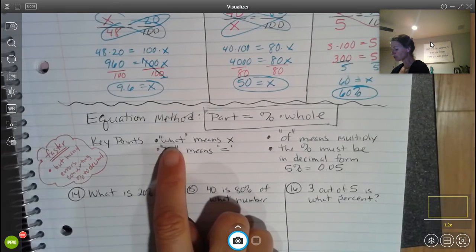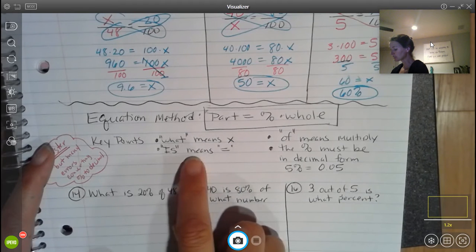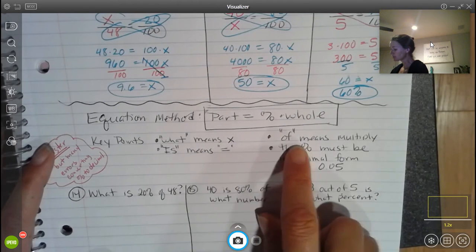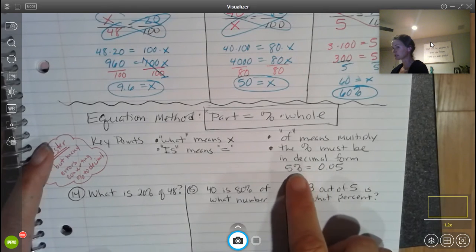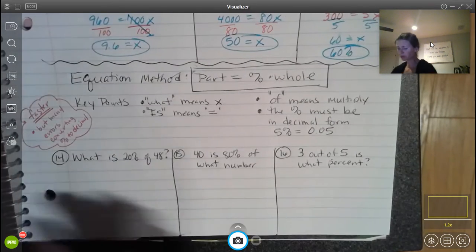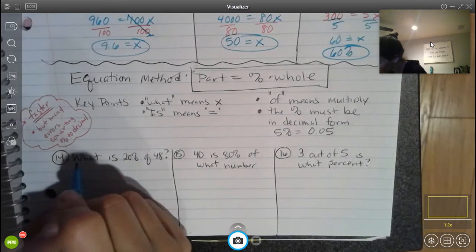We need to know that you're just basically translating an equation. The concept of what means are unknown, is means equals, of means multiply, and again, that percent must be in its decimal form. And you just go through it word by word. In some ways, it really makes more sense.